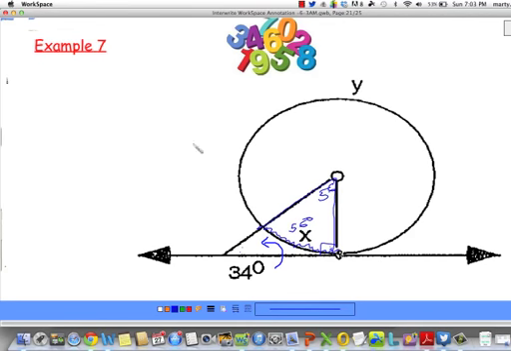Okay? That's the arc right there. The central angle, 56. Y is the rest of it. 360 minus the 56 is 304 degrees.